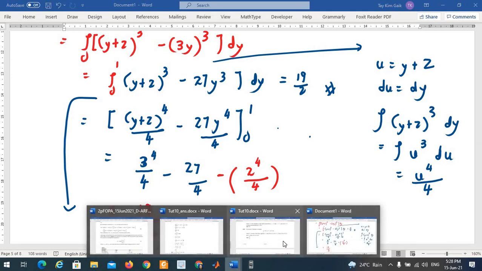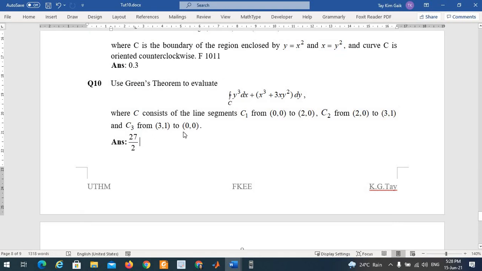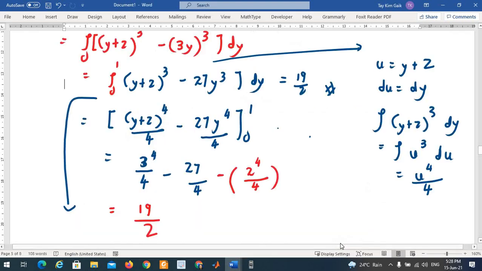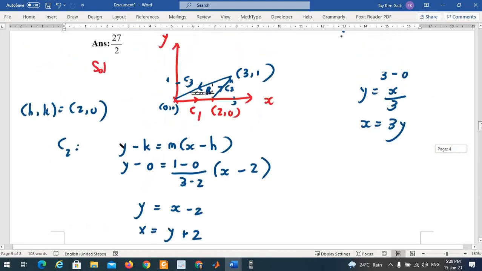And the answer for y by me here, actually this answer 19 over 2 is wrong, because I forgot to deduct the substitution of y equal 0. So this one, this is question 10.